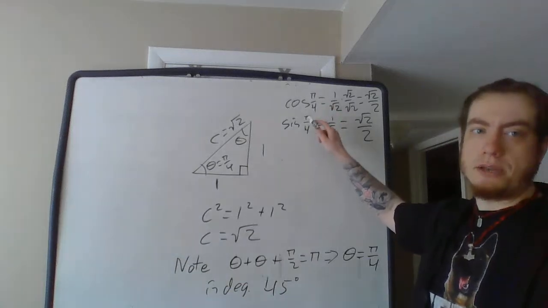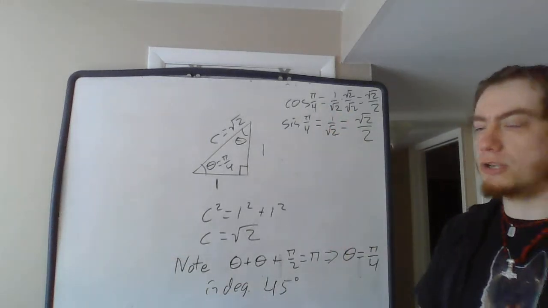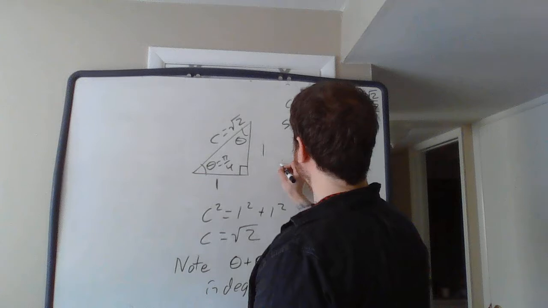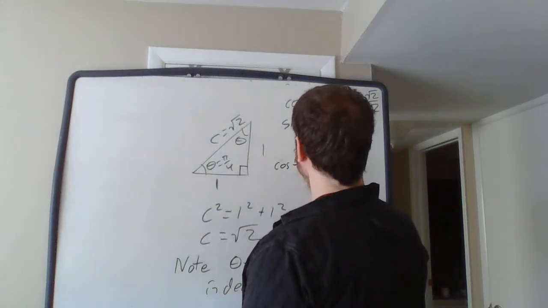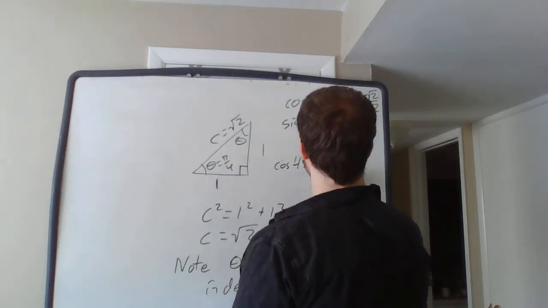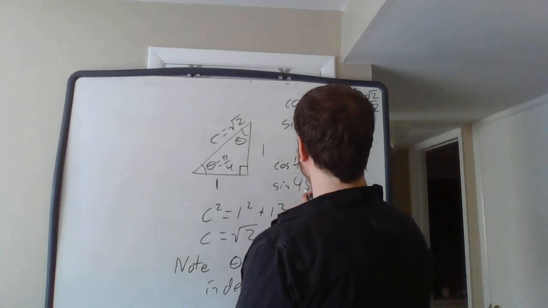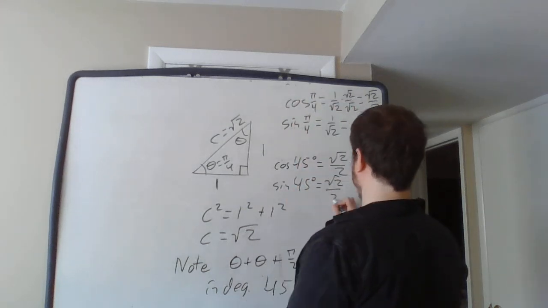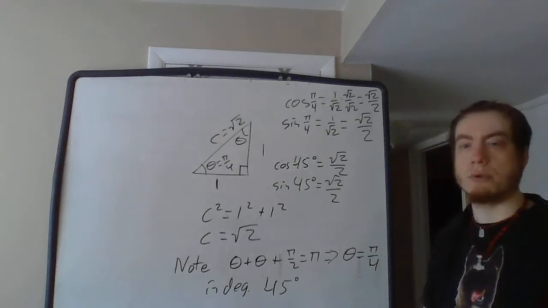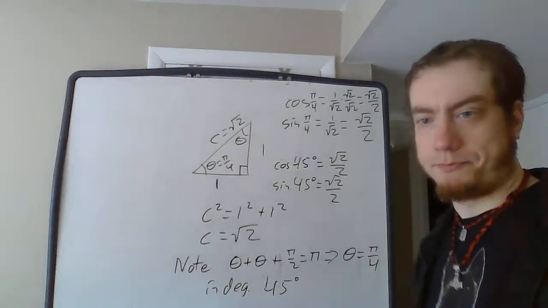I've written these down in terms of radians, but of course we could also write them in terms of degrees. So we could say cosine of 45 degrees is square root of 2 over 2, and we could say the sine of 45 degrees is square root of 2 over 2. Whoops, that is not really a 2. There we go. That's a much better looking 2.